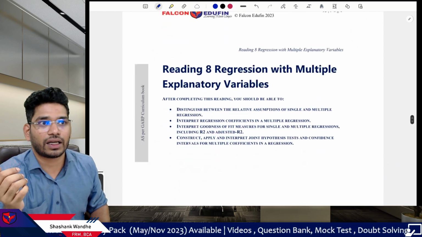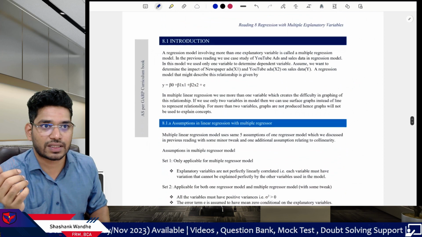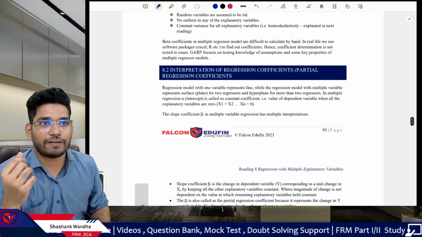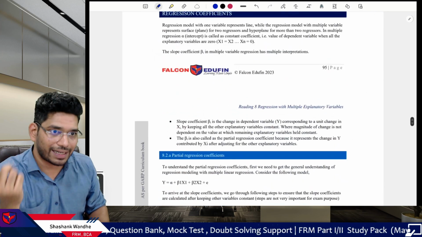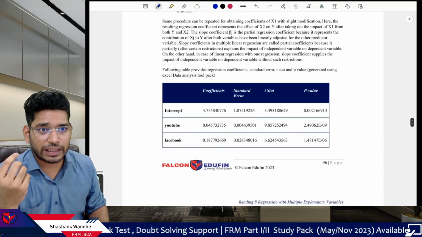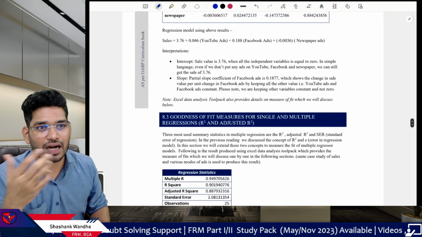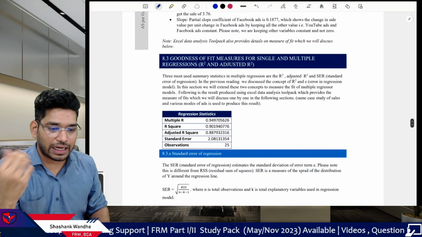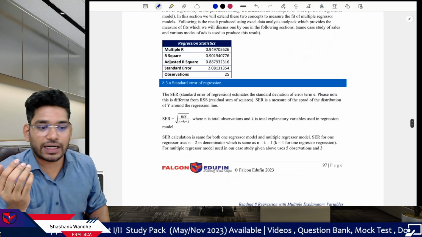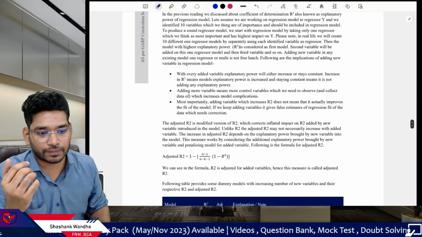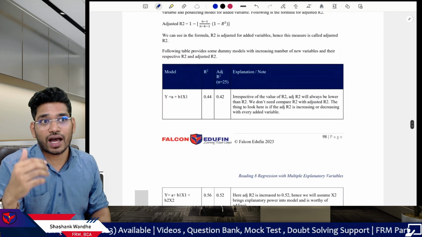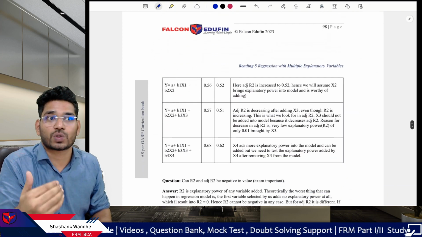Next, regression with multiple explanatory variables. We start with the introduction, then the assumptions of linear regression with multiple explanatory variables. Then we have interpretation of the regression coefficient. Understand why it is called a partial regression coefficient, and so on. Steps are given here. Then the illustration, understand the illustration. Generally GARP will provide you ready-made data and you have to calculate y, very simple. Goodness of fit: adjusted R square, a very important discussion, and you might get a numerical question on this. This is the adjusted R square explanation. See how adjusted R square changes.